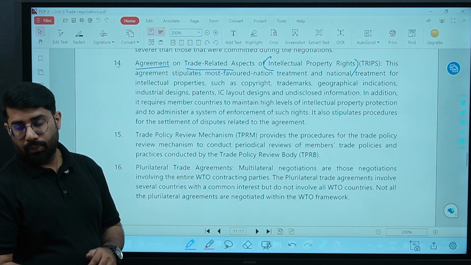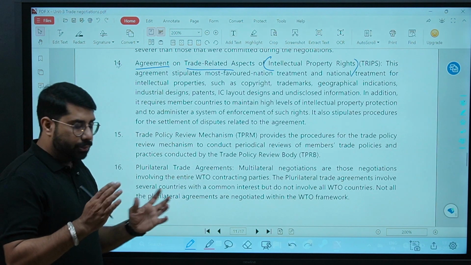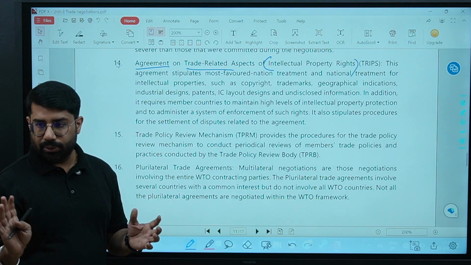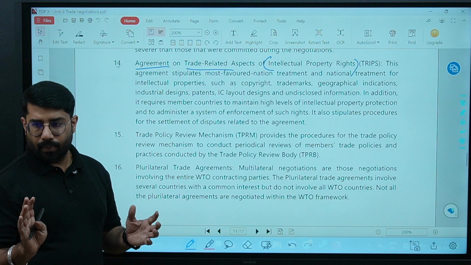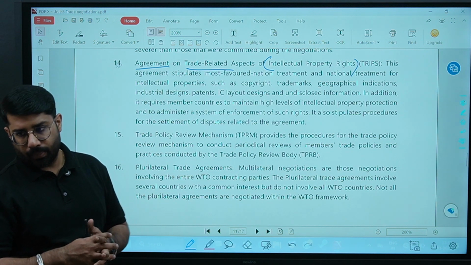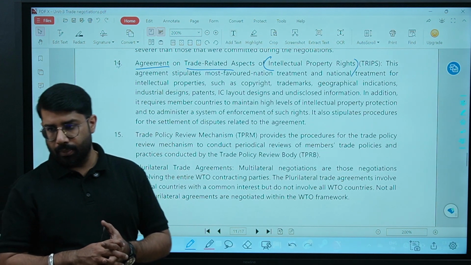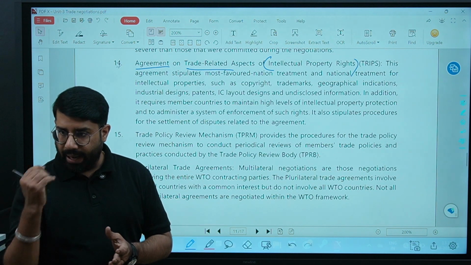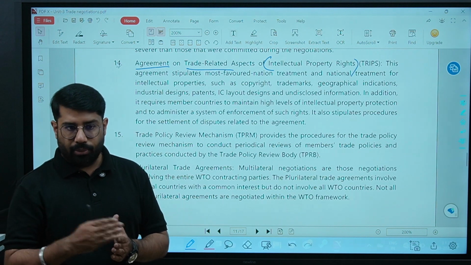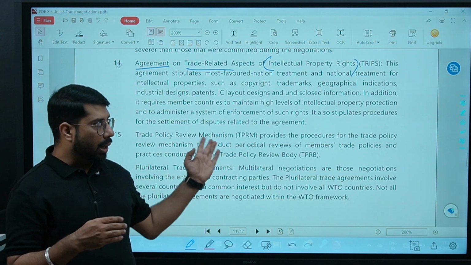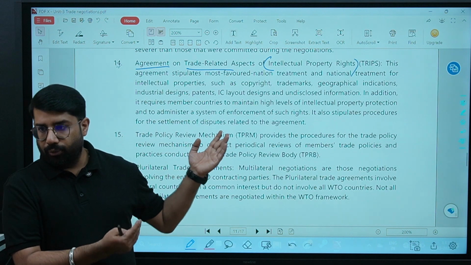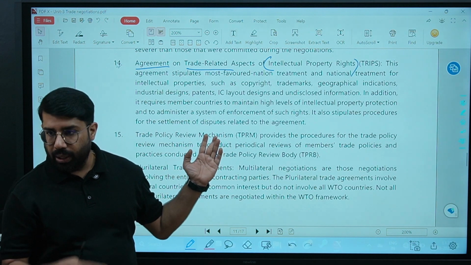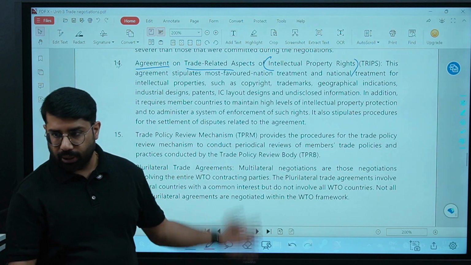Separate agreements were also made for services and for intellectual property rights. For services there are separate agreements, and for intellectual property rights there are separate agreements. In GATT, we were not talking about agricultural products or intellectual property rights, but after the formation of WTO, we started making different agreements on services, intellectual property rights, agricultural goods, etc. That is what we are studying.